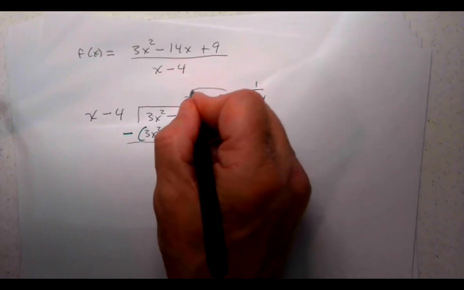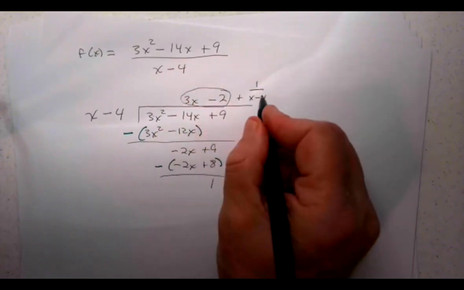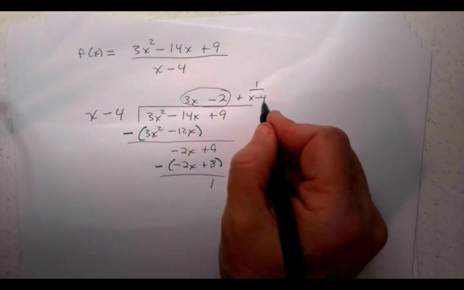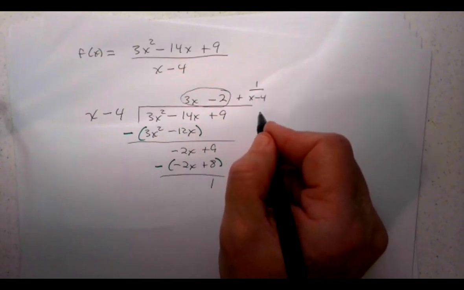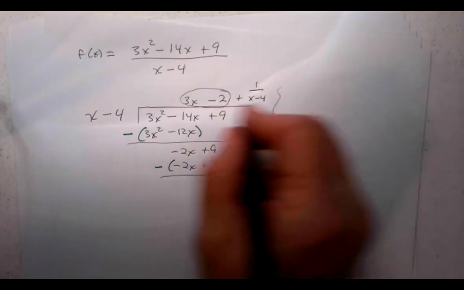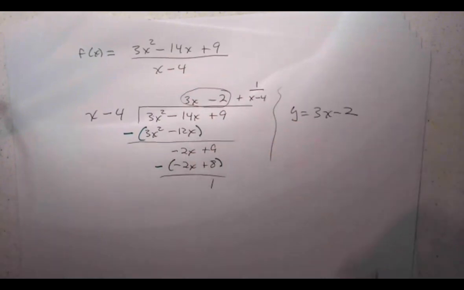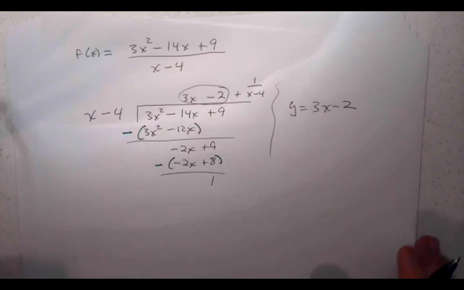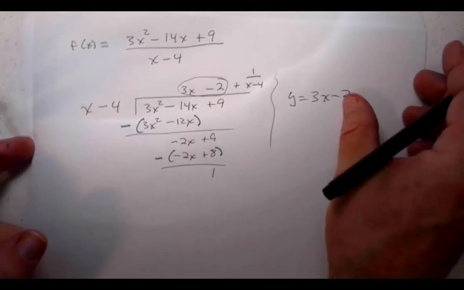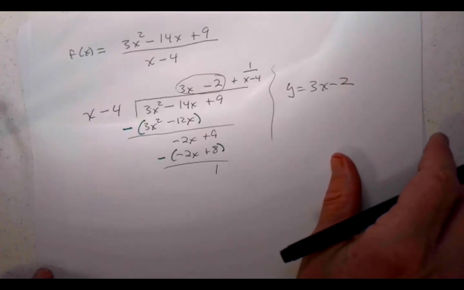But this part gives us the slant asymptote because as x gets large, 1 over a million minus 4 is basically 0. So the equation of my slant asymptote will be y equals 3x minus 2. That's how we get it from long division. But I can also get it from synthetic division. Let me show you that process.